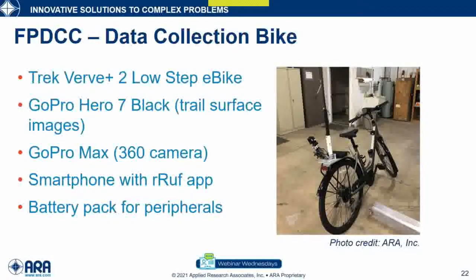That bike is outfitted with a GoPro Hero 7 Black camera to capture the trail surface imagery there on the back end of the bike. Off screen, up at the top of the mast, is a GoPro Max 360 camera, which would be in the vicinity of where the mouse is being circled. That 360 camera captures exactly what it says, 360-degree imagery, and a kind of Google Street View style viewing opportunity for trails. The bike was also outfitted with a smartphone with the RRuff measurement application, as well as an external battery pack for powering all of the peripherals that were attached to the bike. Next slide.